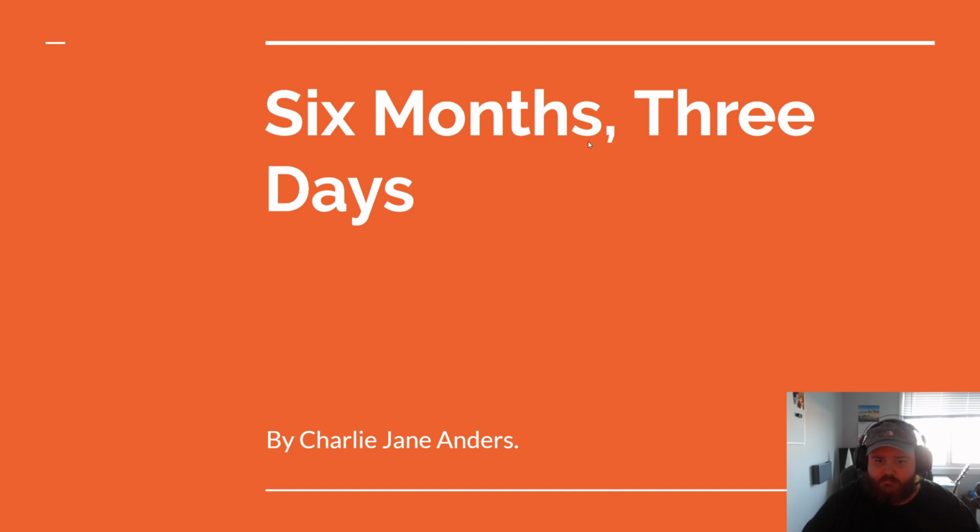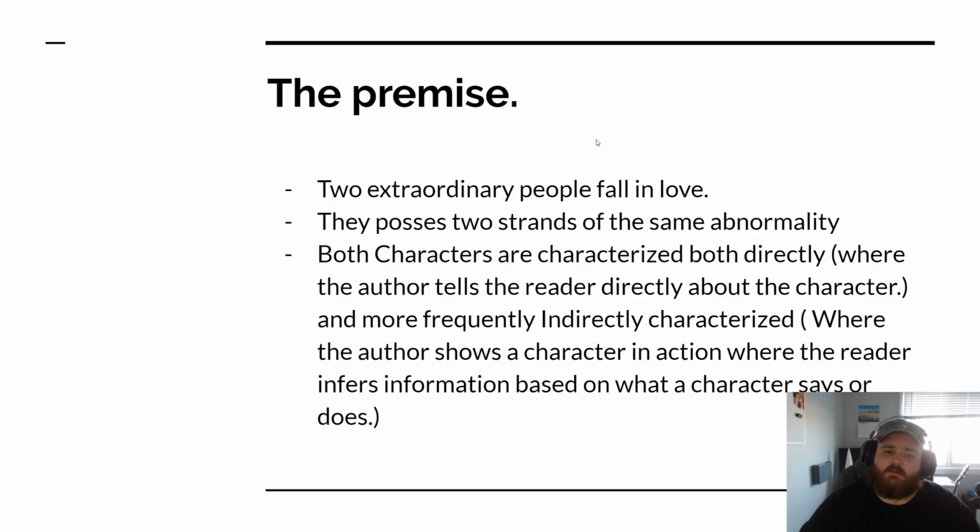So, first up, we're going to talk about the premise, okay, of the story. We have two extraordinary people that fall in love. They possess two strands of the same abnormality. Okay, and through that, we see in the opening sentence that it's a man who can see one future or one path ahead of him is dating a woman who can see many, many, many futures.